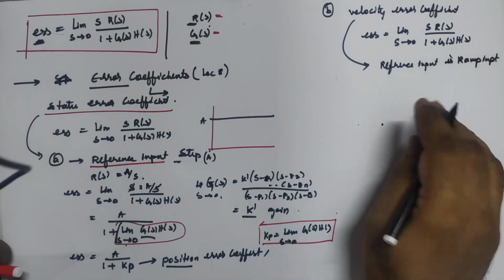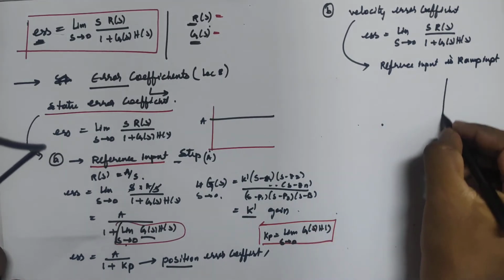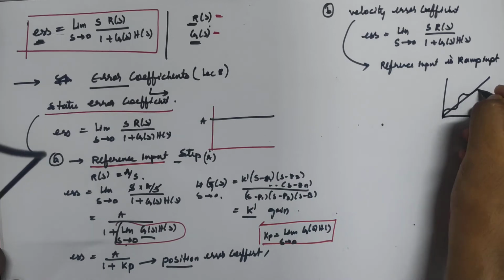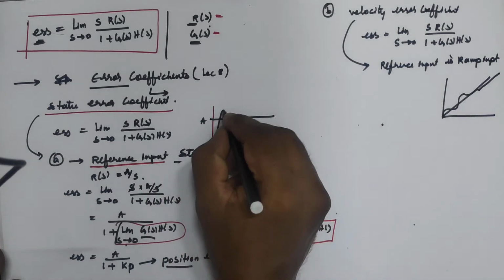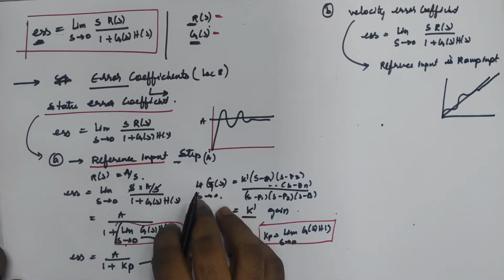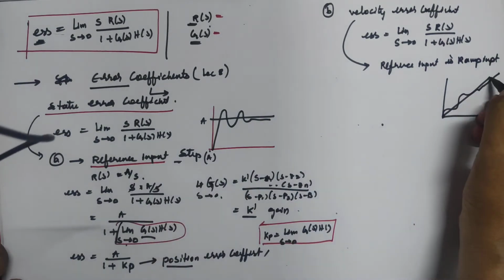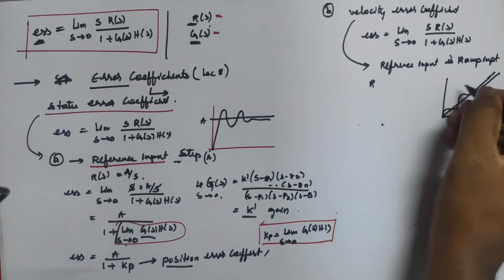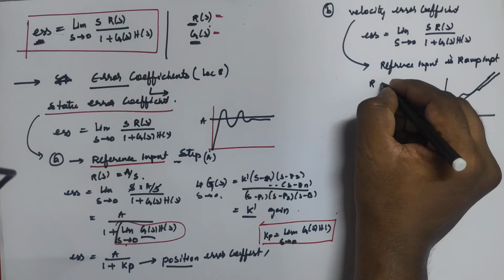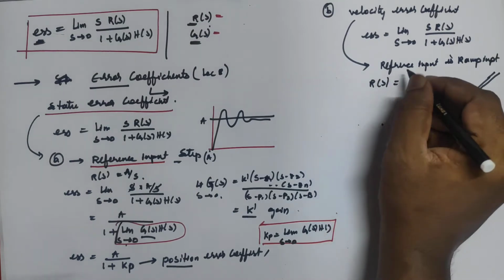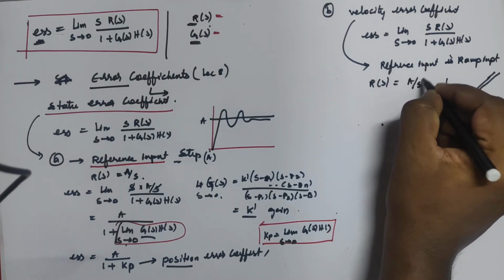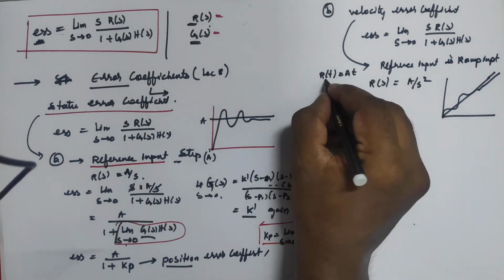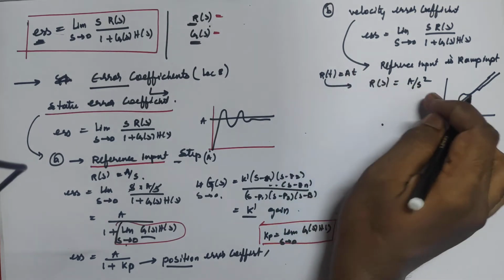That means my input is a ramp input and the response is like this. For the step input the response is like this; for the ramp input the response is like this. We'll have some error here. Substitute the Laplace of the ramp input with magnitude A: r(t) equals A t, and the Laplace of t is 1 by s square, so R(s) is A by s square.